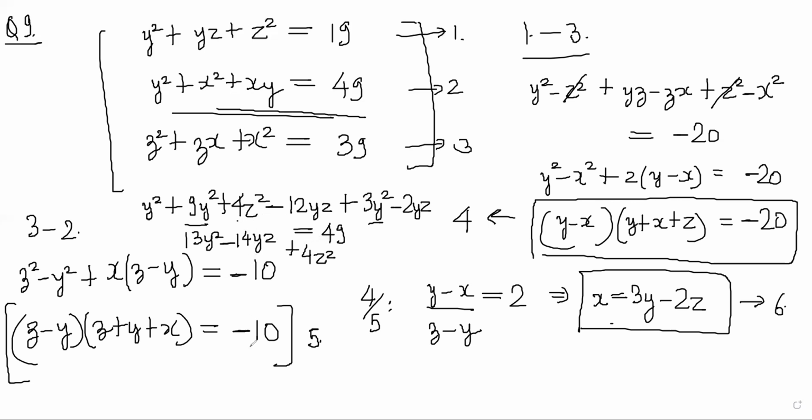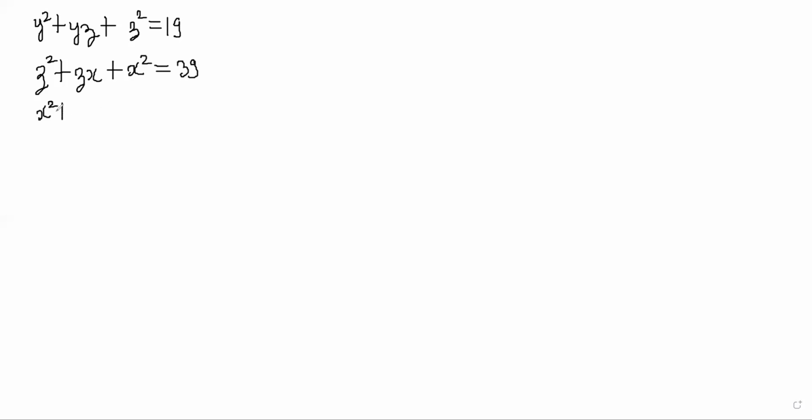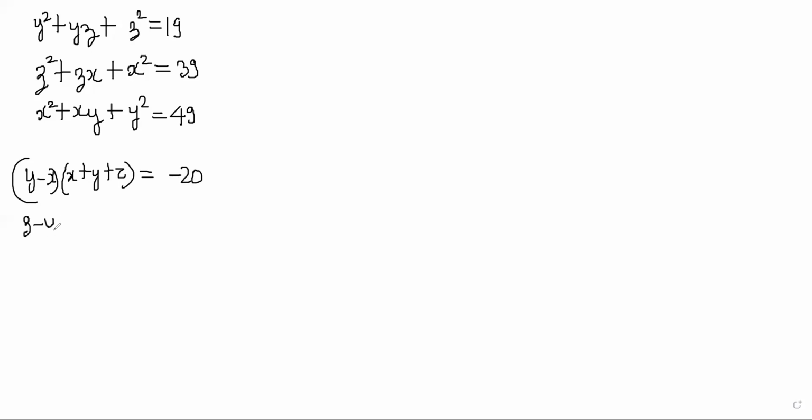Okay, I will just do it on the next screen. So we have our original equations like this: y square plus yz plus z square is 19, let's say, and we have z square plus zx plus x square is equal to 39, and we have x square plus xy plus y square is equal to 49. These three equations are there. Then we also got y minus x, x plus y plus z is equal to minus 20. We got z minus y, x plus y plus z is equal to minus 10. We got x is equal to 3y minus 2z.